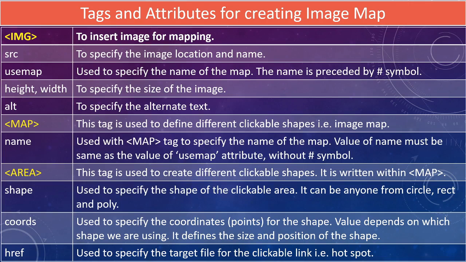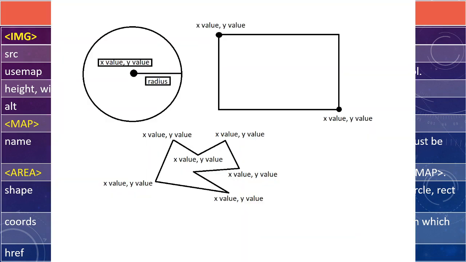Coords is used to specify the coordinates, the points of the shape, that is, where exactly on the image that shape is lying. So the value depends on which shape we are using. If we are using circle, it will have a center point and radius. If we are using the rect shape, it will have the upper left corner point and lower right corner point. And if we are using poly, then the number of points depends on the shape which we are selecting, because it is a polygon shape.